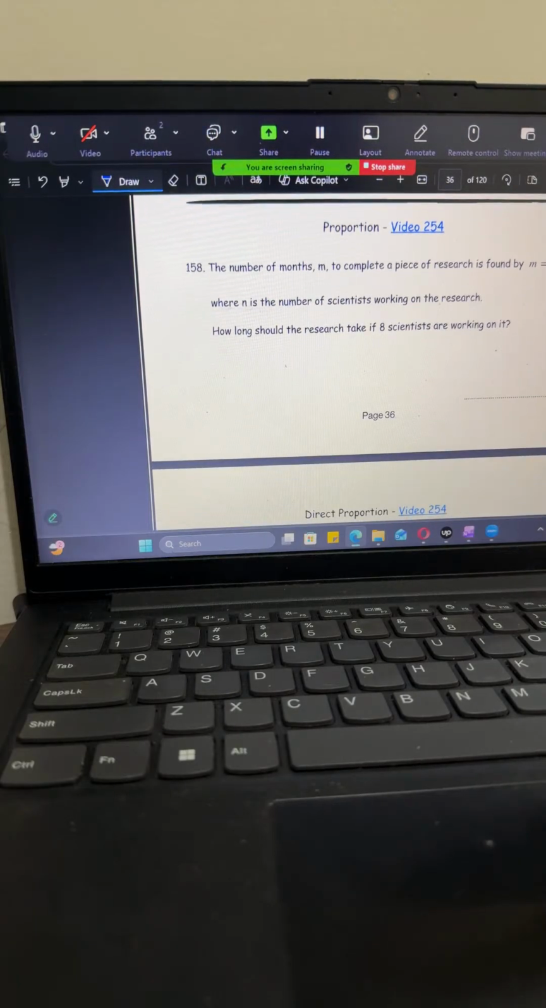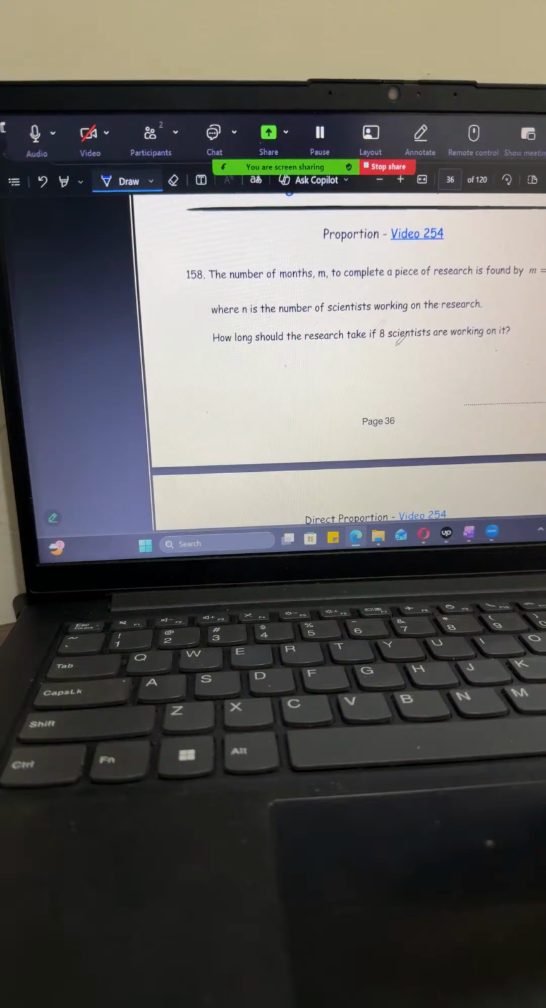Okay, let's do this proportion one. The number of months to complete a piece of research is found by m equals 400 over n, where n is the number of scientists working on research. How long should the research take if 8 scientists are working on it? This one is so easy.